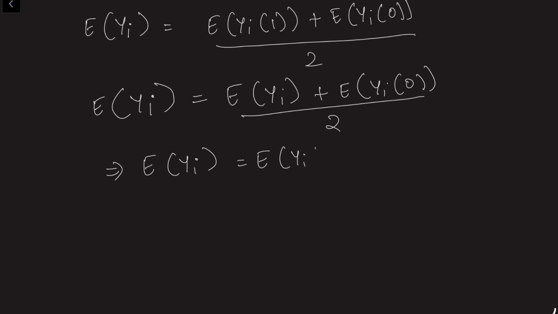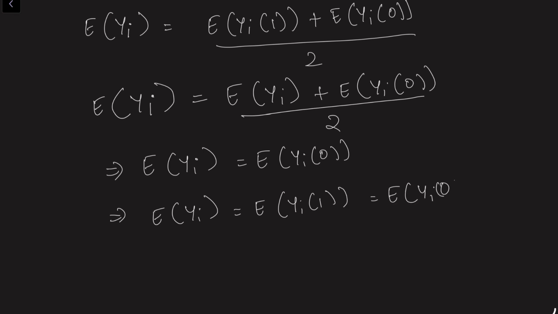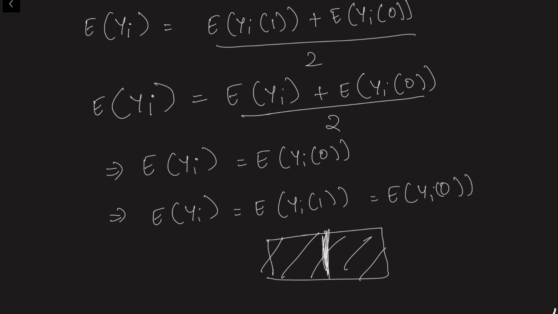Now using some simple algebra, we can conclude that this also means the expectation of Yi will be equal to the expectation of Yi of 0, which means further that the expectation of Yi is equal to the expectation of Yi of 1, which is equal to the expectation of Yi of 0. That's saying that the average effect observed on the entire group is the same as the individual averages of those two groups. That's saying that the treatment and control groups are not different on average. They have the same expected outcomes. That means the treatment failed. There is no effect of the treatment.